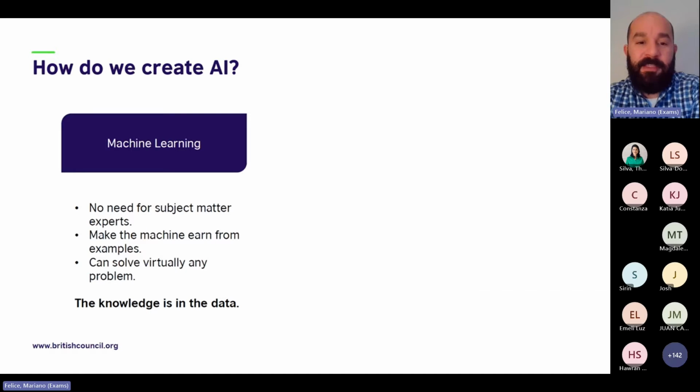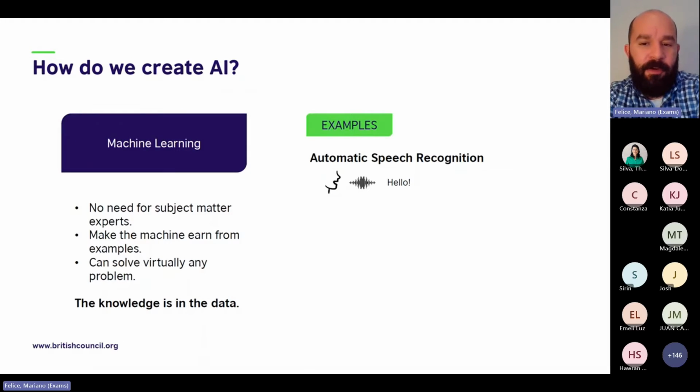The more efficient method to solve this kind of problem is machine learning, which I'm sure you've heard of before. In this paradigm, we don't need subject matter experts, and we're not writing any rules. Instead, we make the machine learn how to solve a problem by exploiting examples where this problem has been solved before. This allows us to solve virtually any problem because we only need labeled data. Unlike the previous approach, all the knowledge is in the data, not in the algorithm itself. Although, of course, we need special algorithms that are able to learn the associations from this data.